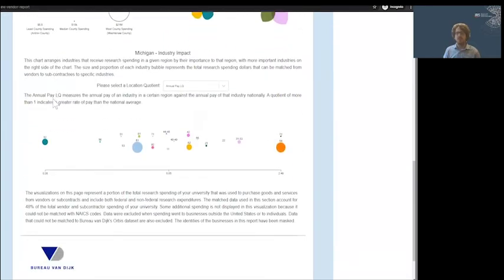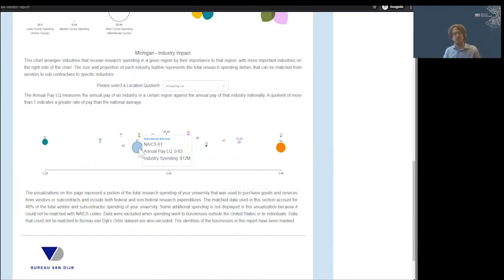Finally, we have the industry impact visualization. This maps your university's research directly to the location quotients mentioned above. The bubbles represent all industries with spending and are sized based on the spending amount, then organized left to right by location quotient. Hovering over each bubble shows the industry and the spending amount.